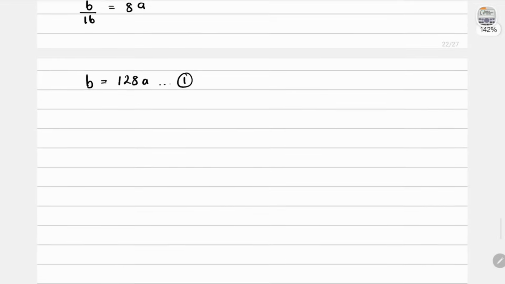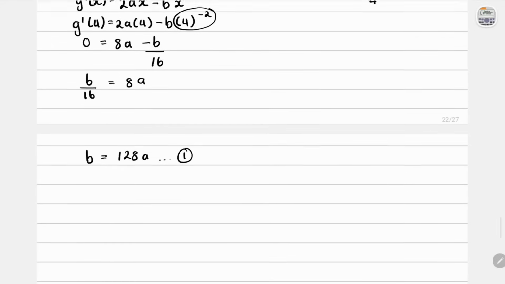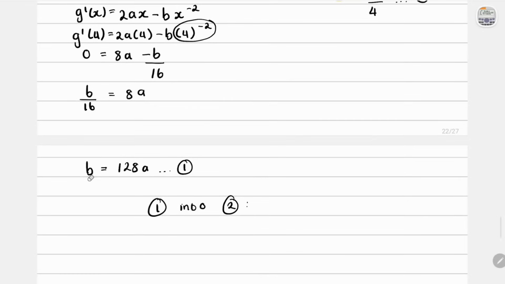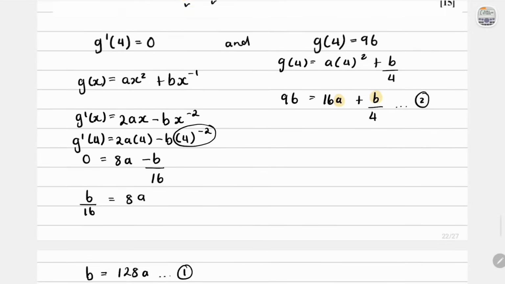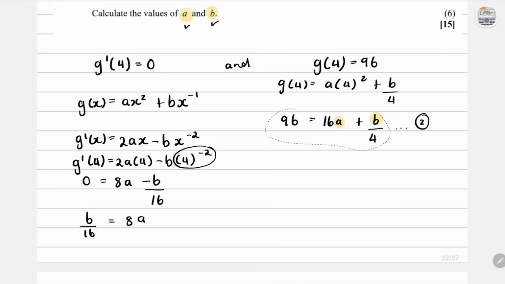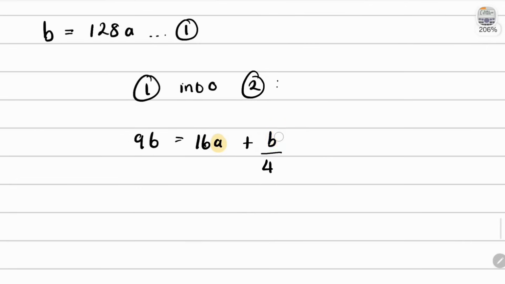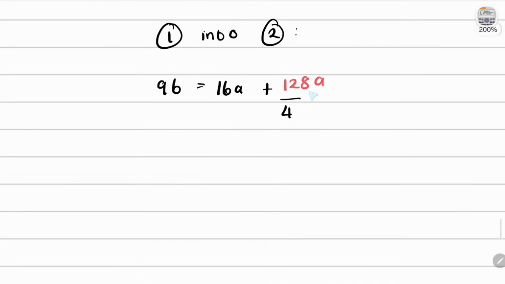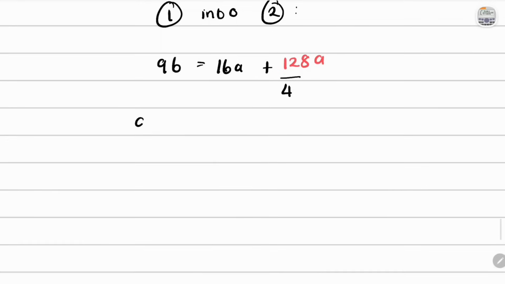And now in order to solve for a variable, we're going to just substitute equation number 1 into equation number 2. So wherever we see b, we'll substitute it with 128a. So take this and substitute b. Okay, so here's our b, and we're just going to say that's 128a. Okay, and now we can finally solve for a. So this is 128 divided by 4. So we just have 96 is equal to 16a. Okay, 128 divided by 4, 120 divided by 4 is 30, so that's 32. So that's positive 32a. And then we're adding those together.